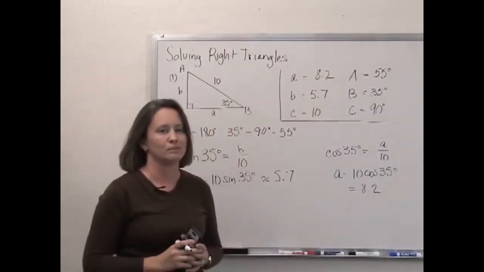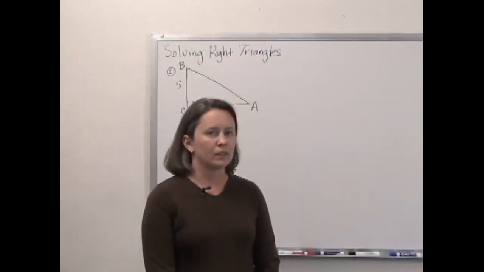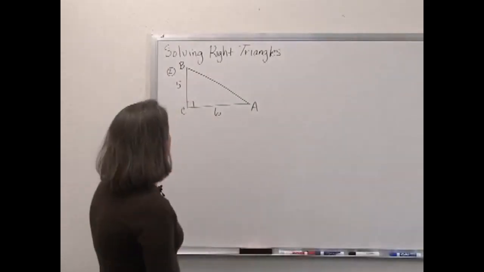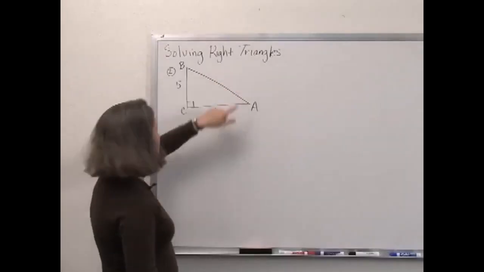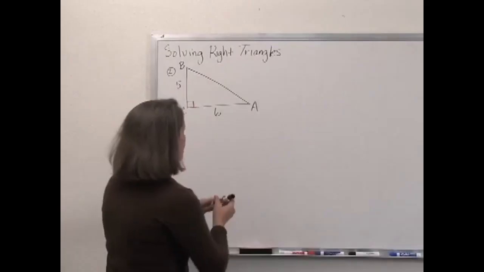Let's try one more. In this right triangle, we're given 2 sides, and we'd like to solve that right triangle. So here we need to find the third side and the 2 acute angles. Let's start by organizing our information.